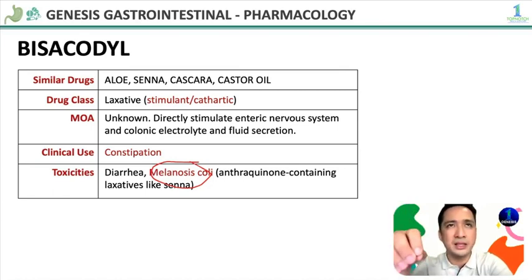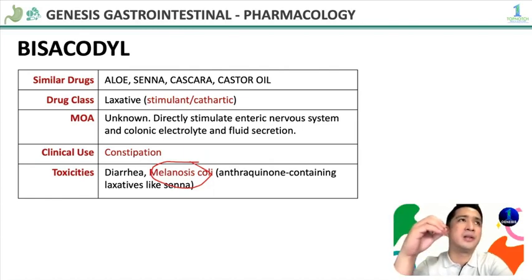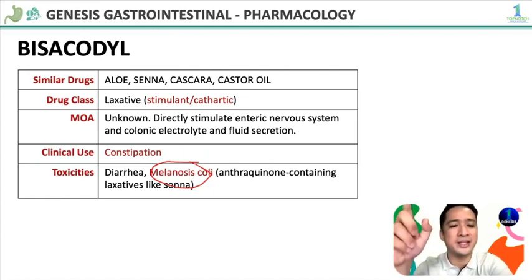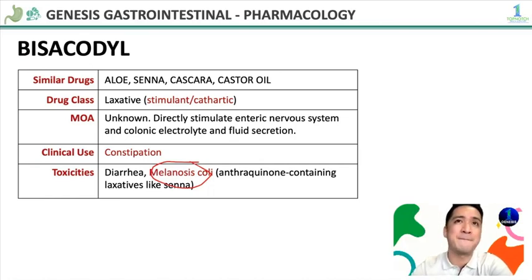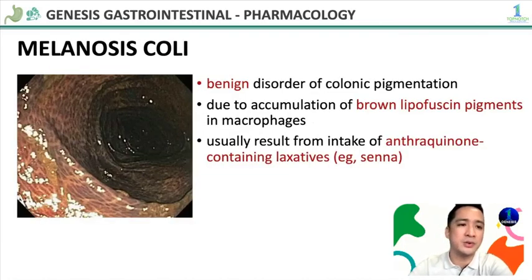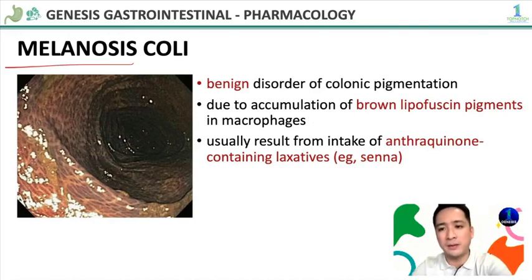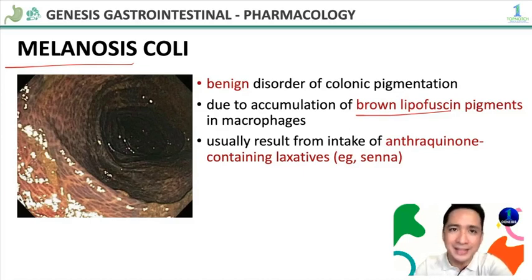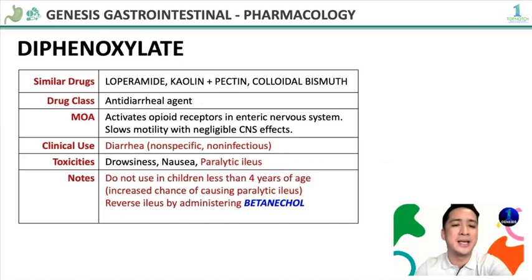That is secondary to anthraquinone, your lipofuscin causing discoloration of the intestinal lumen. That is a benign condition. This is what you call your melanosis coli, a benign disorder of the colonic pigmentation secondary to accumulation of the brown lipofuscin. And you will see here these are examples of what I've mentioned, the characteristics of your melanosis coli. It is secondary to the use of anthraquinone-containing laxatives such as your senna or Sinacot.